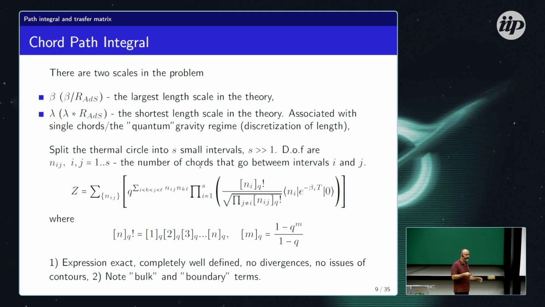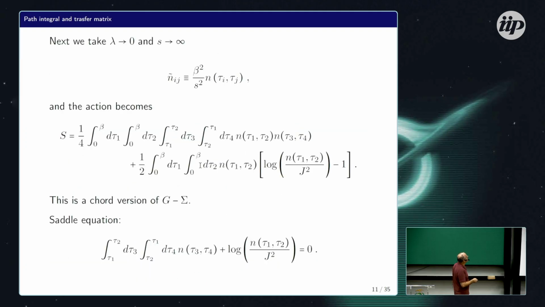I'm going to take S to infinity and lambda to 0. And then I need to rescale this, and the action goes over to some continuous variables. Yes? Sorry, just a quick question. When you take lambda to 0 after taking the double scaling limit, can you think of that as an ordinary finite P SYK? You cannot think of that as an ordinary finite P SYK. It's like a large P limit of SYK. This is the large P limit of SYK.